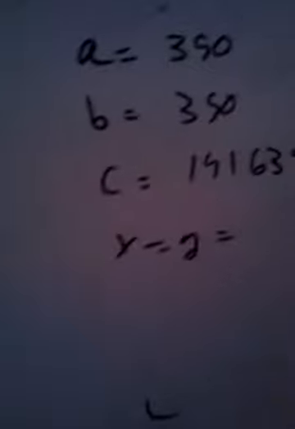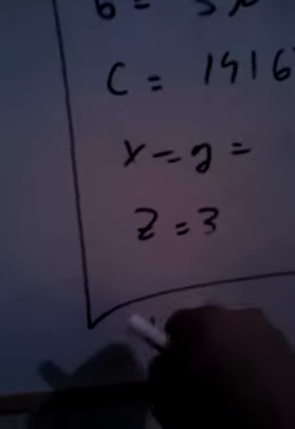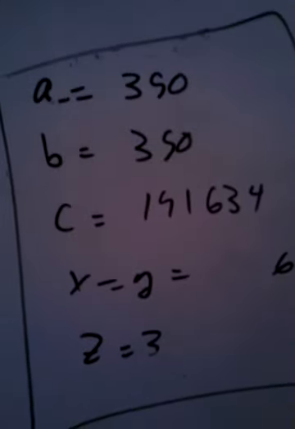X equals Y, and those two are equal to 6 by assignment, and also by assignment Z equals 3. So this is all six of A, B, C, X, Y, and Z that meet all the requirements set forth in the problem.